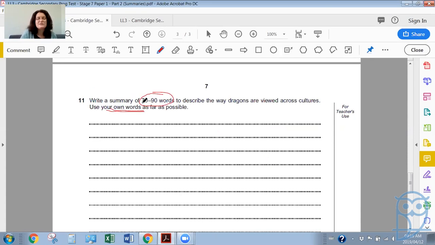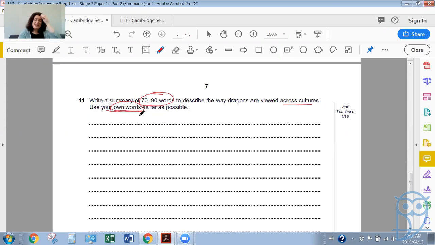Okay, so write a summary of 70 to 90 words. Try and stick to that. If you go over by 5 words, I'm sure it's okay, but try not to go beyond that. All right. In fact, for Cambridge, I think I would just try and stick to what they want. But don't panic. If it's over by 2 or 3, possibly 4 or 5 words, it's okay. But beyond that, I don't think they would accept it. Write a summary of 70 to 90 words to describe the way dragons are viewed across cultures. Remember that focus of culture. Use your own words as far as possible.